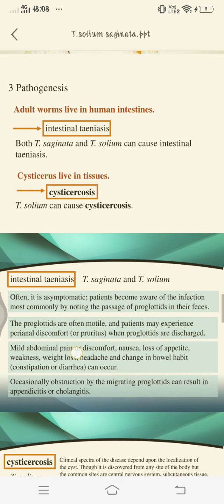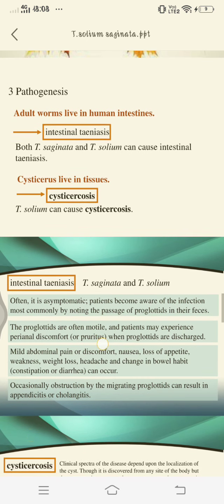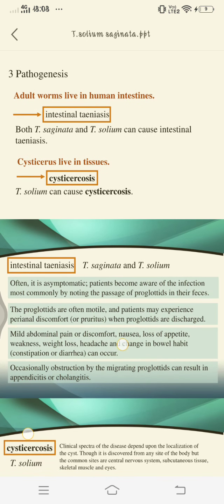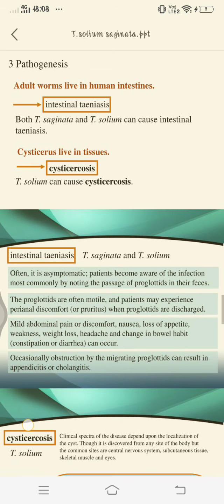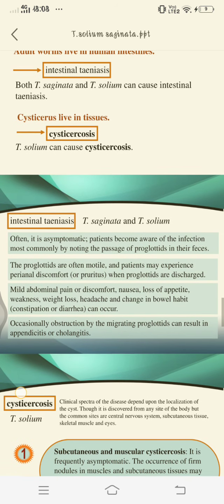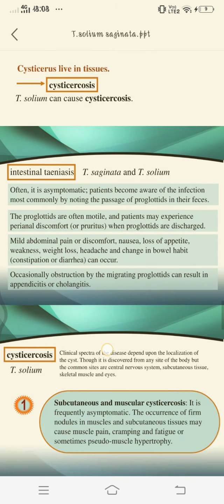And the proglottids are often motile, and patients may experience some perianal discomfort and pruritus when proglottids are discharged, and mild abdominal pain, discomfort, nausea, loss of appetite. All this change in bowel habit can occur. Occasionally, obstruction by migrating proglottids results in appendicitis, also cholangitis.